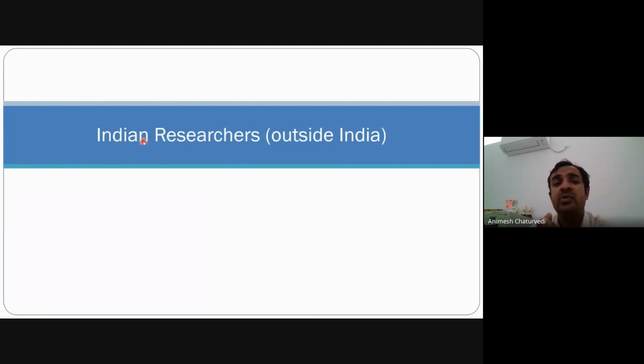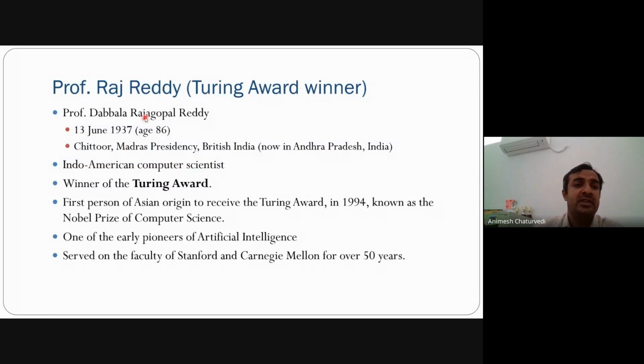Then we'll come to the current era, where Indian researchers are there. Outside India, you know about Professor Raj Reddy, who was the first person of Asian origin to win the Turing Award, in 1994. And the Turing Award is equivalent to the Nobel Prize in Computer Science. He is an Indo-American computer scientist.